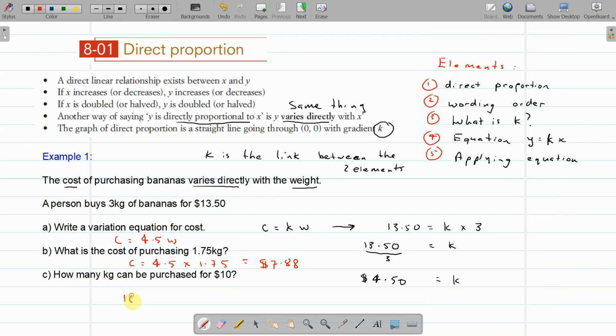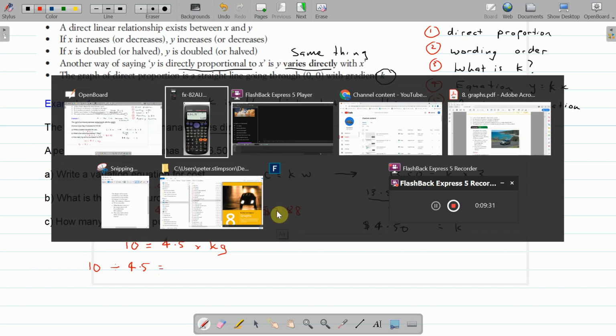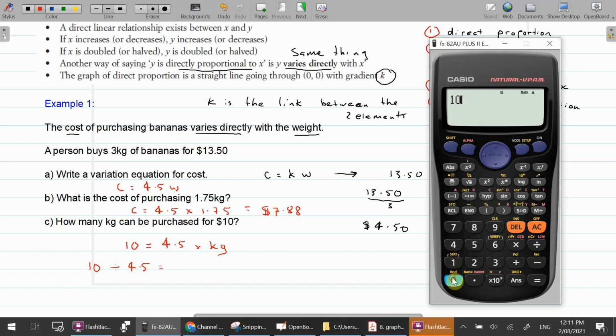So instead of $10 for the cost, we know the link is 4.5 times how many kilos we are. How many kilos can you get for $10? So let's have a look here. What we do here to simplify all this, 4.5 times how many kilos? In this case we've got to divide to simplify that. So 10 divided by 4.5 will give us how many kilos? $10 divided by the column link will give us how many kilos we can get.